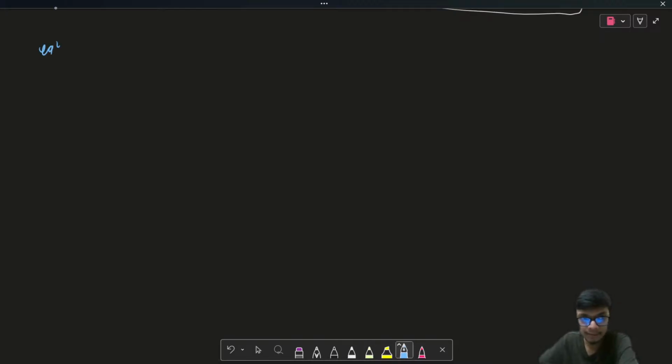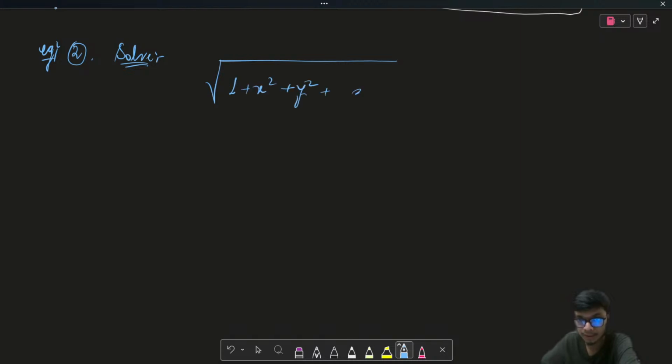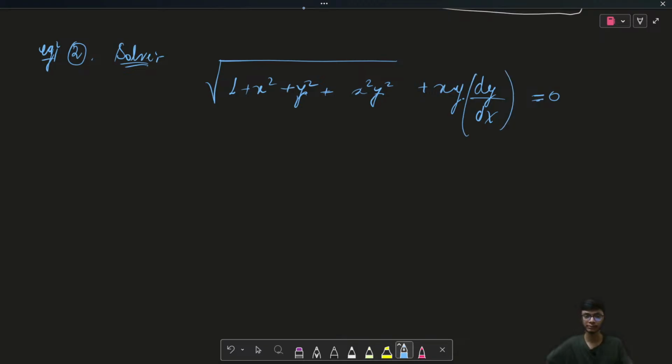Now, let us say I have a differential equation, which is given as square root of 1 plus x square plus y square plus x square y square, plus xy dy by dx is equal to 0, right? So if I have this formulation of a given differential equation, please try to solve it. Please try to get to the solution.